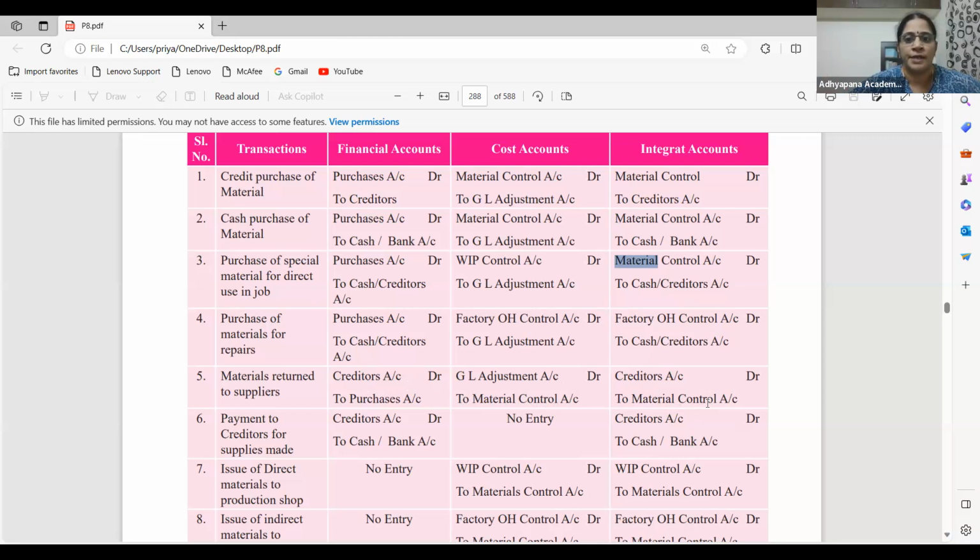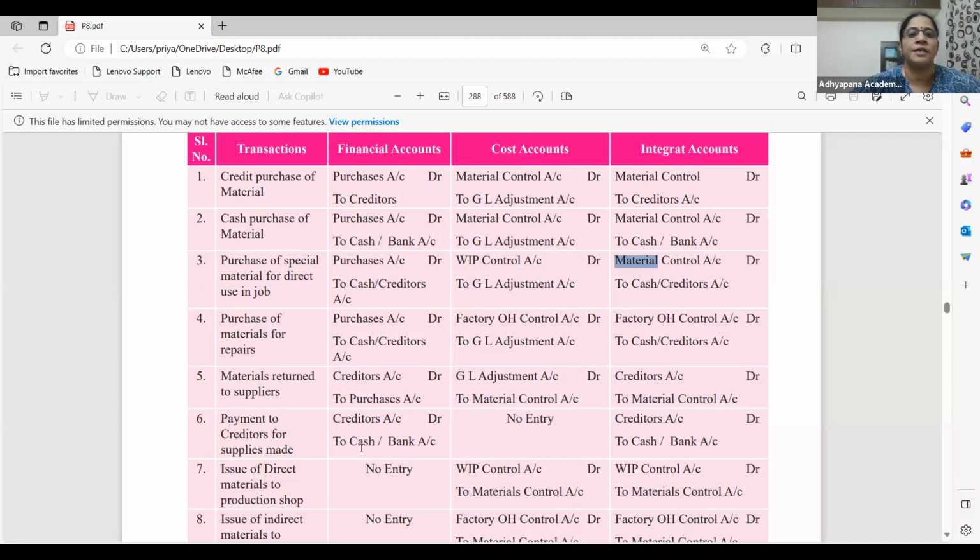Why is it so? It is because when you purchase, what happens in integrated accounting? It is material control to creditors. So when you return, it is creditors to material control. The inverse of the purchase entry will be the purchase return entry. So in case of purchase returns, it will not be the debit from costing and credit from financial. Instead, it will be the inverse.